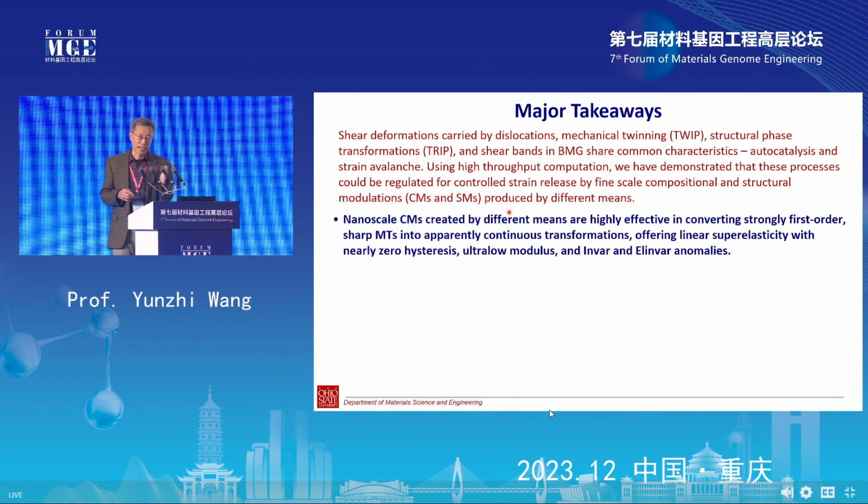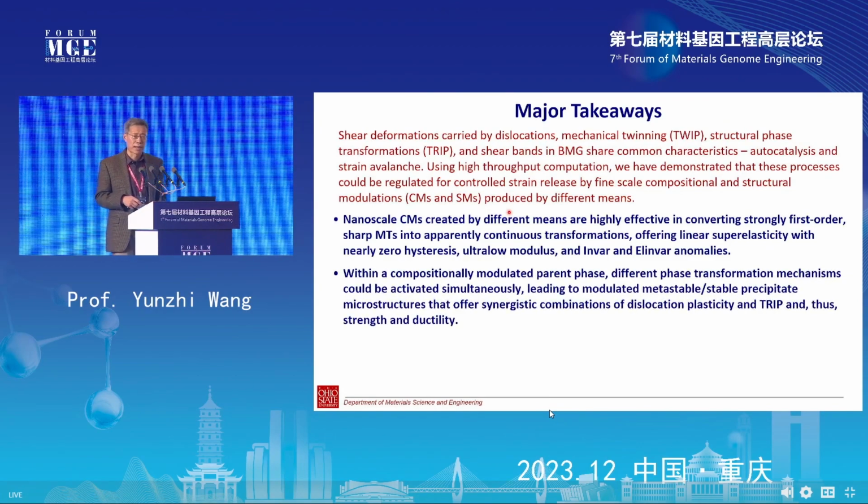The first one is this concentration modulation at nanoscale. And we found it's very effective to control the shear deformation carried by martensitic transformation. By doing so, you can convert this big square-like hysteresis loop into linear superelastic and ultra-low elastic modulus, which can be really good for bio-implant applications. If you have concentration modulation, you can activate different transformation mechanisms, which give you naturally a modulated precipitated microstructure. And then if you have such a hierarchical microstructure, which allows you to regulate the dislocation activities, you can enhance strength and ductility at the same time.